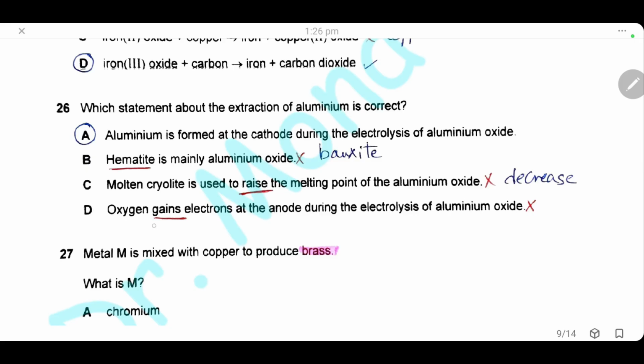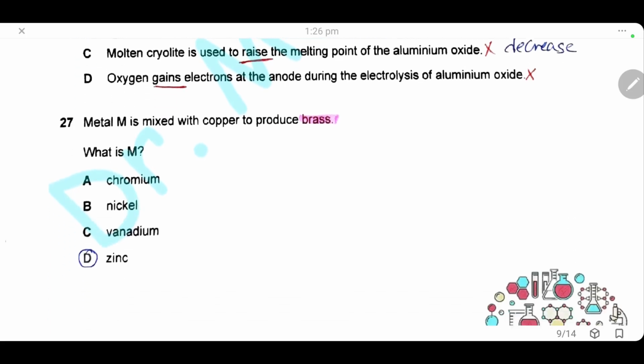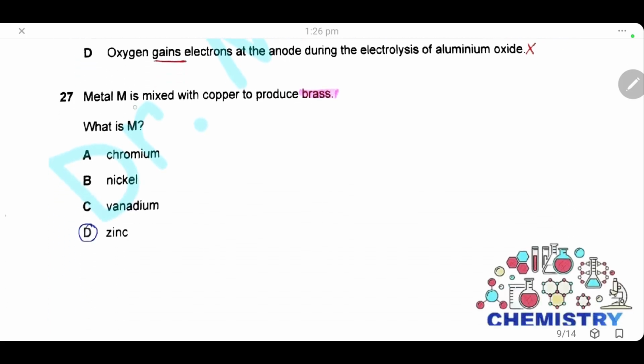Statement D is also wrong because oxygen gain electron at the anode. No, oxygen will lose electron at the anode. So only the answer is A. Question 27. The metal A is mixed with copper to produce brass. Brass is an alloy formed between copper and zinc. So the answer is D.